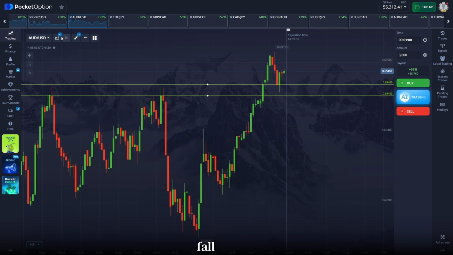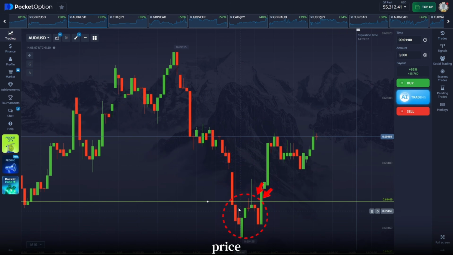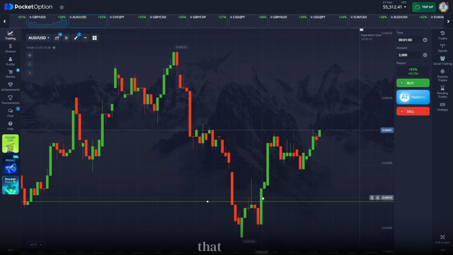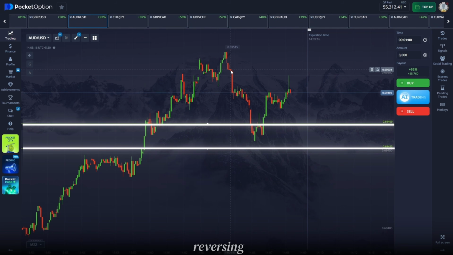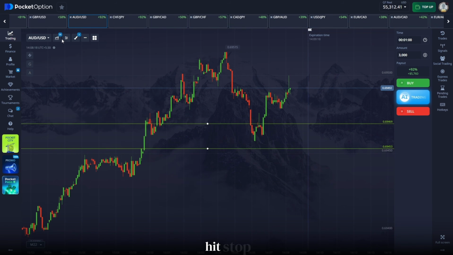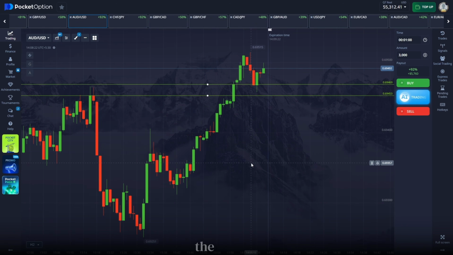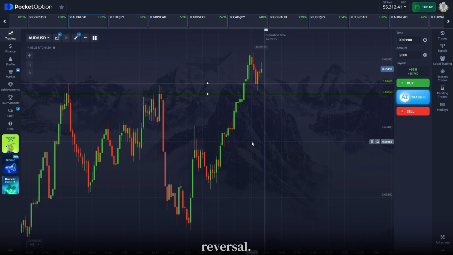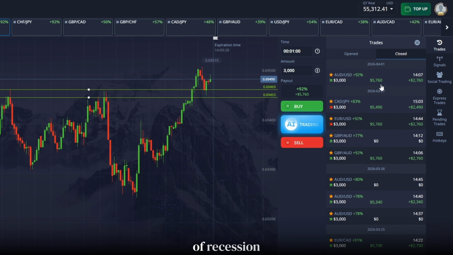So price fall. And on 5-second chart, you can see that price started showing buying confirmation. This was a clear sign that price will reverse because this is the liquidity zone. The price was reversing so that it can hit stop losses of retail traders, and that was the reason why I was expecting a reversal. So today we have taken first trade. This was the first trade of today's session.